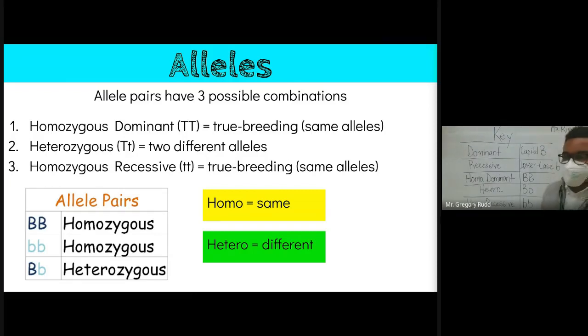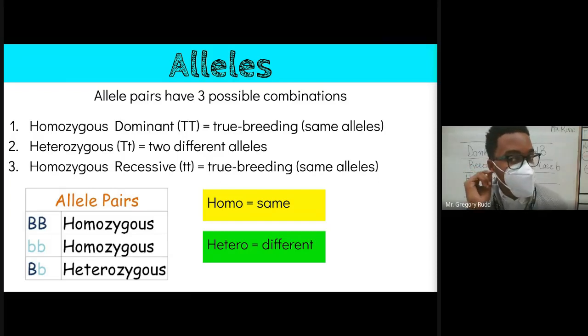All right. So let's just think of a trait. We've got some examples that will come up, but I'm thinking of the trait for attached earlobes. Some of you, if you feel your ears, will realize that your earlobe is actually attached to the side of your face. Some of us have dangling earlobes. We call that detached earlobes. If your earlobe dangles, it's not actually attached to the side of your face. It's called detached.